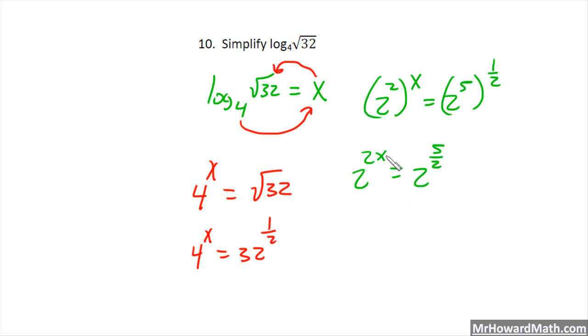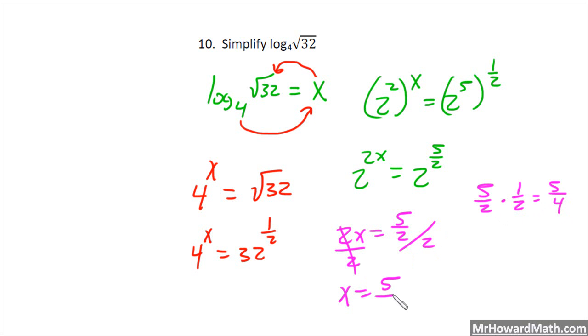Now I have like bases, so I'm allowed to set their exponents equal to one another and solve. So 2x equals 5/2 here. So now divide by 2, divide by 2. Dividing by 2 is the same thing as multiplying by 1/2. So x is equal to 5/2, we'll do it off to the side, times 1/2, is equal to 5/4. So x is equal to 5/4. Answer, x equals 5/4. For clarification, that means that log base 4 of the square root of 32 simplifies to 5/4.